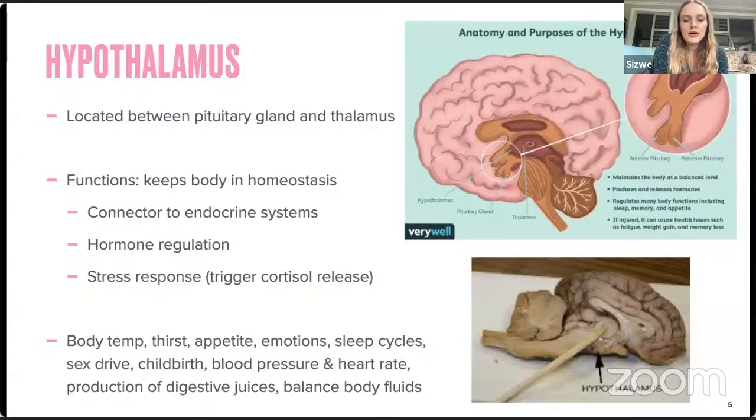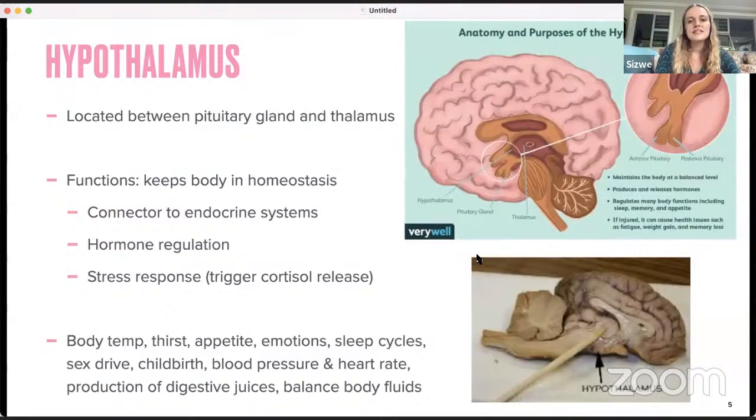Homeostasis in biology, if anyone's ever done that subject before in first year, I mean, most of you are in first year if you've done cell bio or zoology in the second semester, or if you did bio during school, you would have heard of homeostasis. Homeostasis basically means everything's balanced out. Okay, you'll see here, maintains the body at a balanced level. This diagram is quite helpful because it kind of breaks down everything that we need.